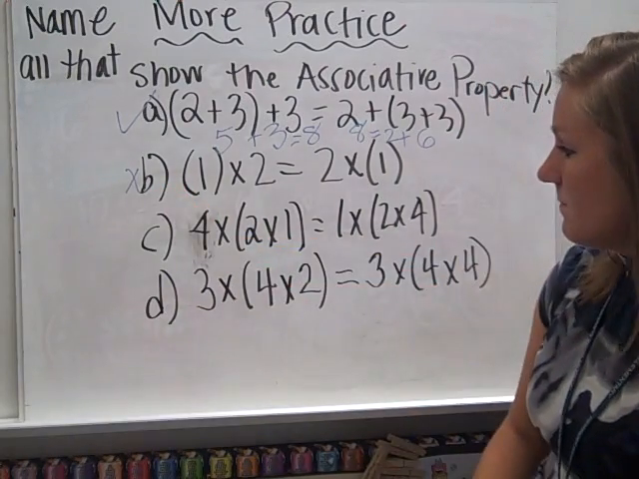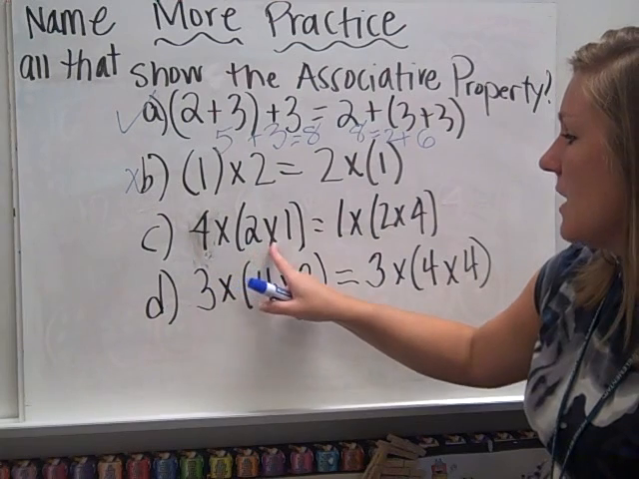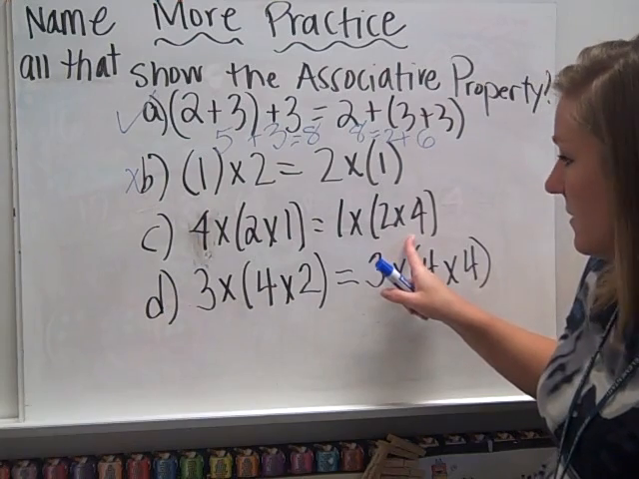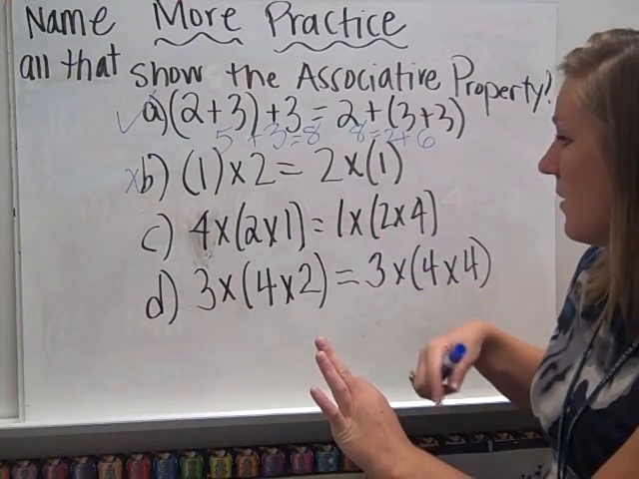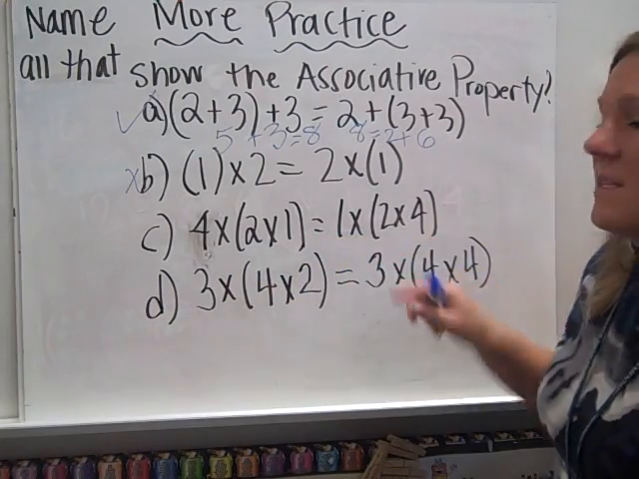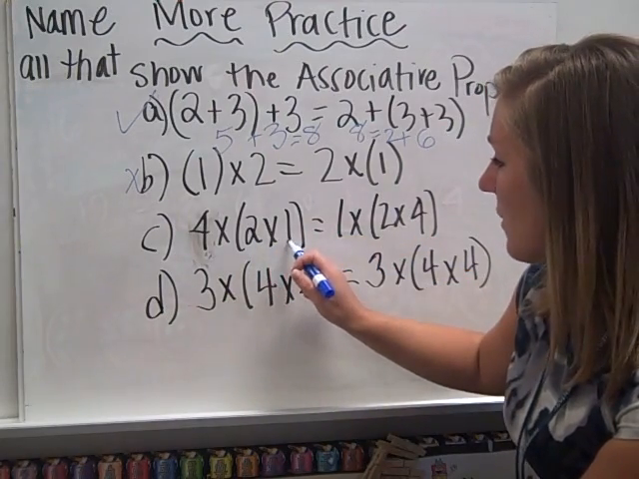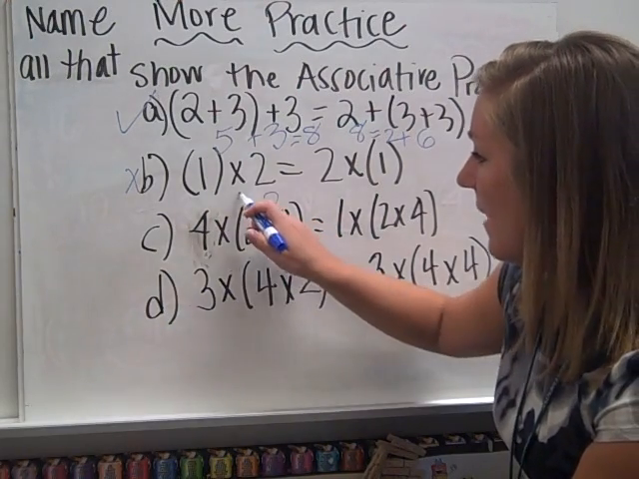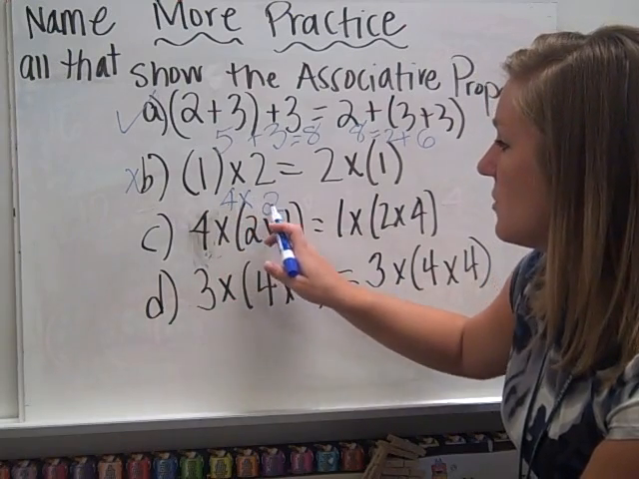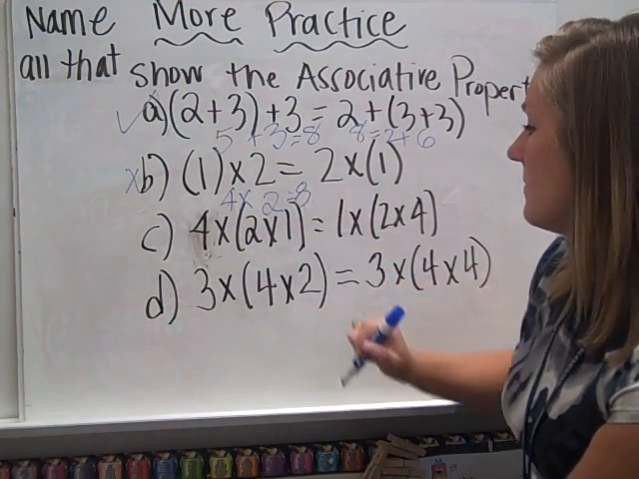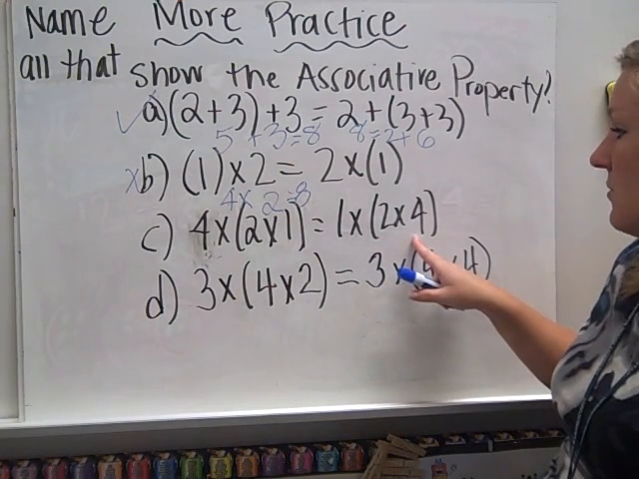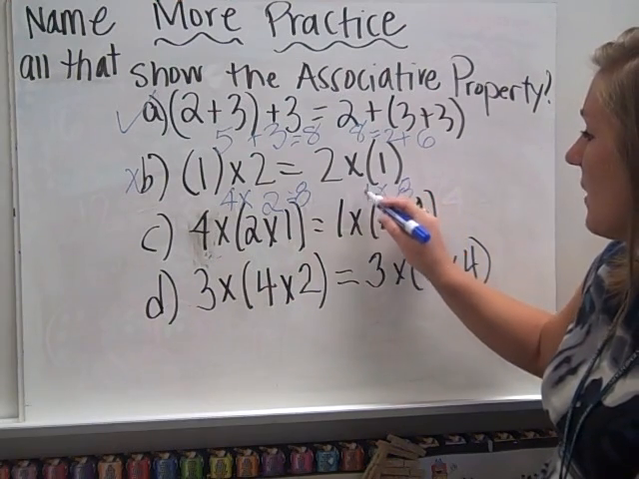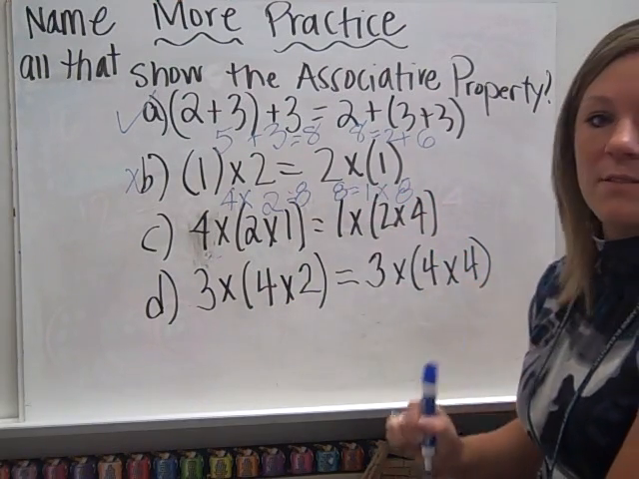So no. Here I have 4 times 2 times 1 and 1 times 2 times 4. I do have the same numbers, 3 of them. They're in different orders, and I have used parentheses. So let's check. 2 times 1 is 2. Why did I do that first? It's in parentheses. Now I'm going to multiply it by the 4. 4 times 2 is 8. Over here, again, I have to do parentheses. 2 times 4 is 8 times 1 equals 8. Okay, so they do work.